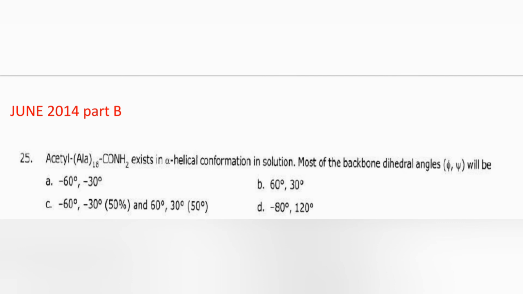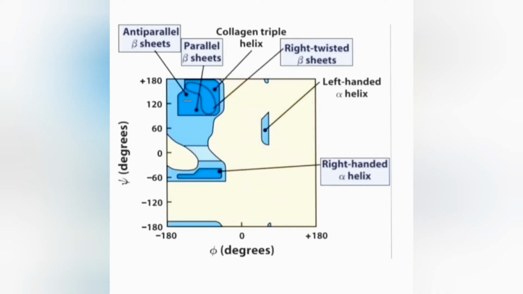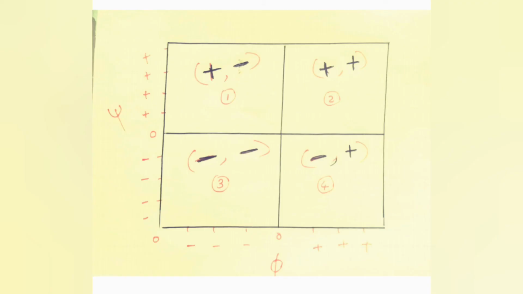The next question is from June 2014. It is a part B question. In this question, they give a peptide that exists in alpha helical conformation in solution. In the alpha helical conformation, what will the phi and psi angles of the backbone dihedral be? If you remember the figure, the angles in the fourth quadrant, if you remember this picture, you can simply answer this question.